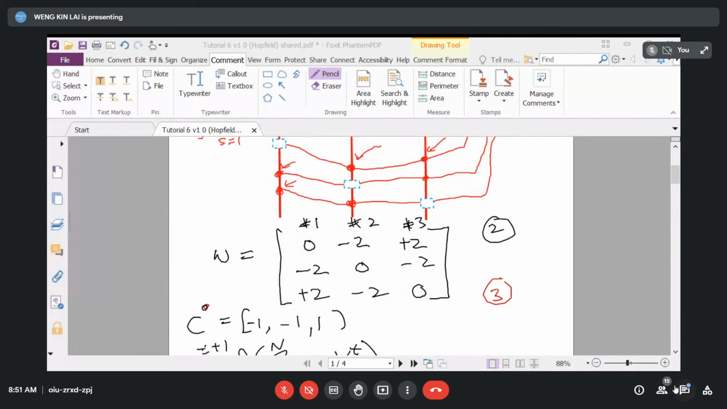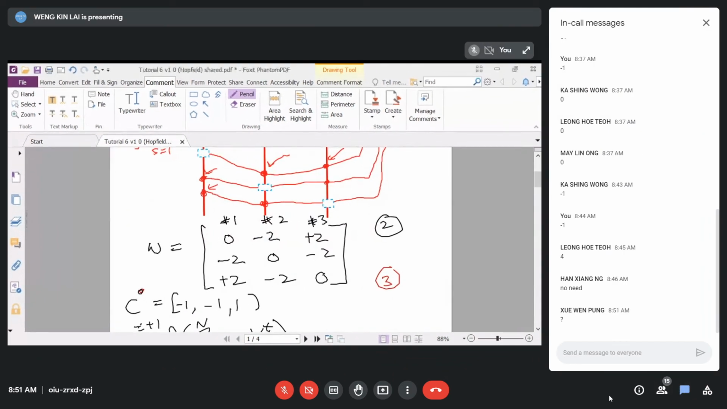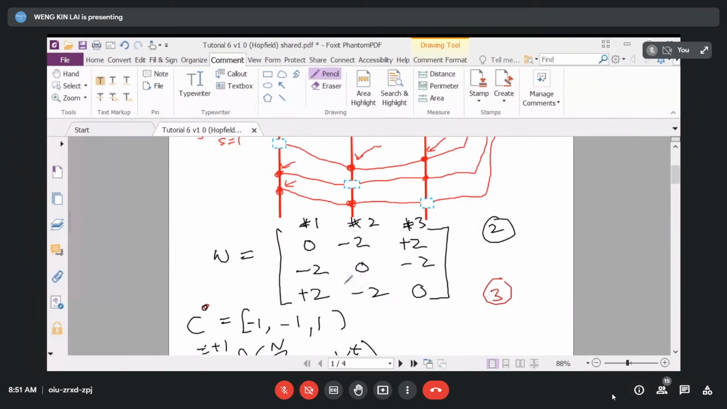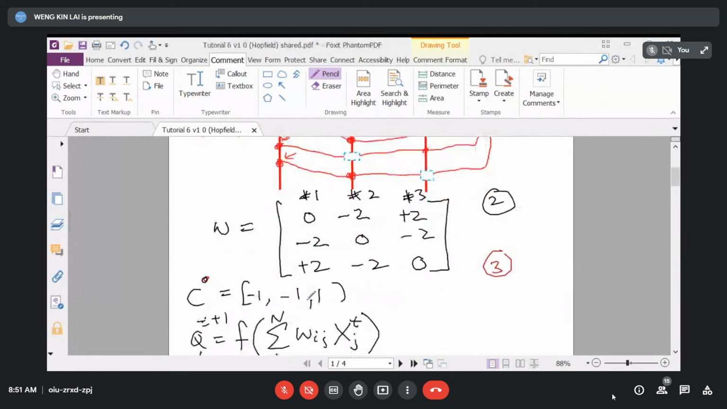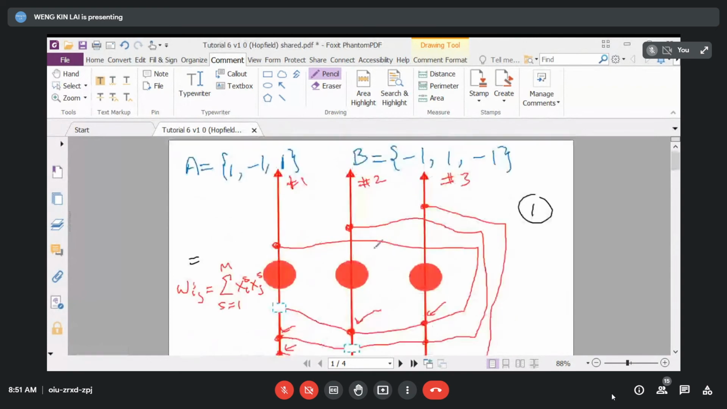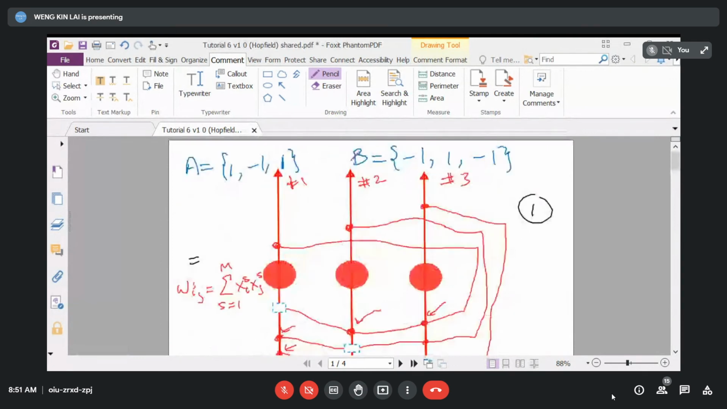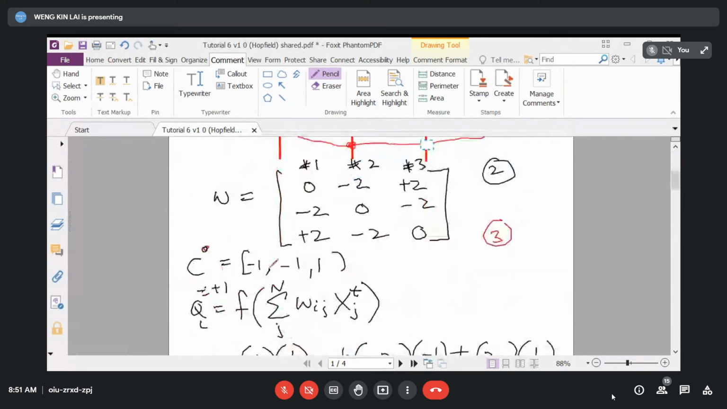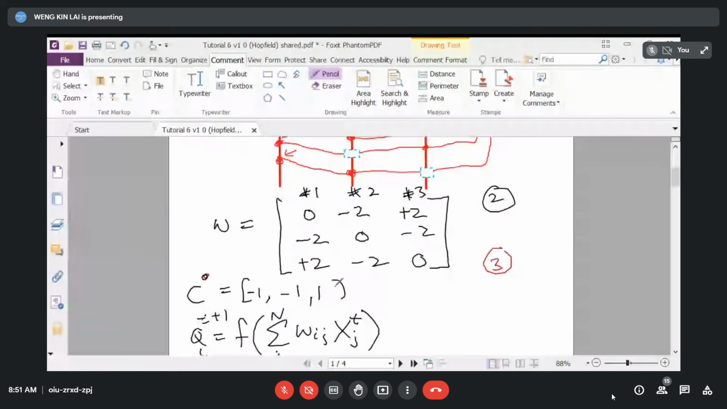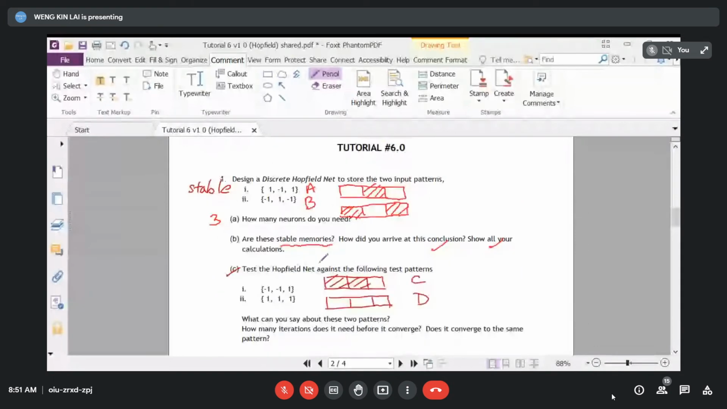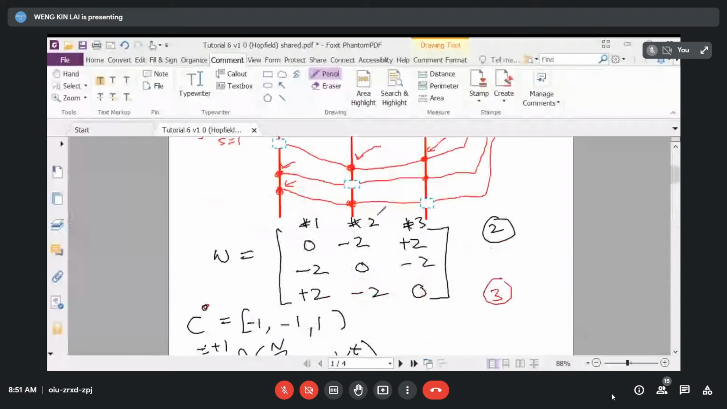The question is, do I have to change the weight that we have calculated here? Because now I'm trying to analyze pattern C, which is very different from the two patterns that we have done before. These weights here are based on A and B, right? So when I want to test it against C, do I need to change the weights? We go back to the question here: test the Hopfield net against the test patterns, which is C and D. Can I just calculate based on the same weight, or do I have to change this weight as well? Because as I said, this was based on this.